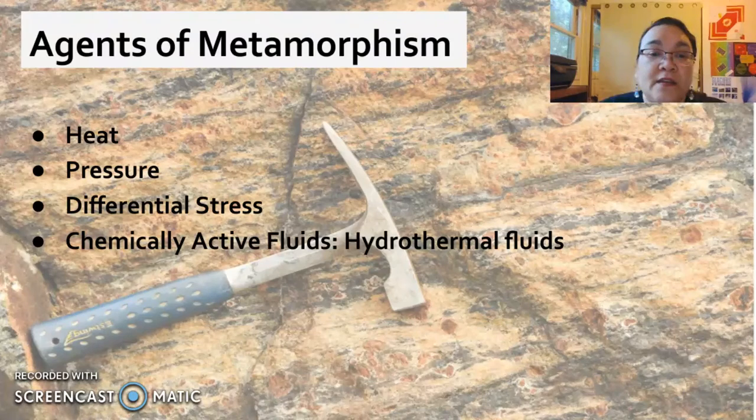Let's look at the four agents of metamorphism as described in your textbook. They are heat, pressure, differential stress, and chemically active fluids or hydrothermal fluids. In all these conditions, heat is a common factor. Now let's talk about pressure and differential stress in particular.